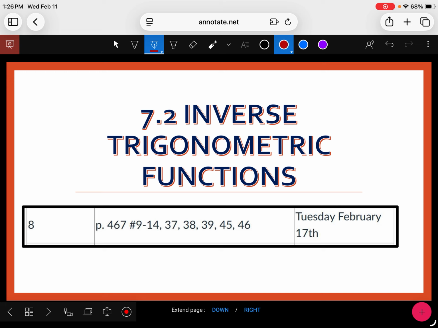Okay, so now we're talking about all six. So 7.1 was sine, cosine, tangent. 7.2, we bring in secant, cosecant, and cotangent. Okay? Don't forget homework 7. No, not homework 7. I think it's homework 6. Homework 6 is due Friday. Homework 8 is due on Tuesday.